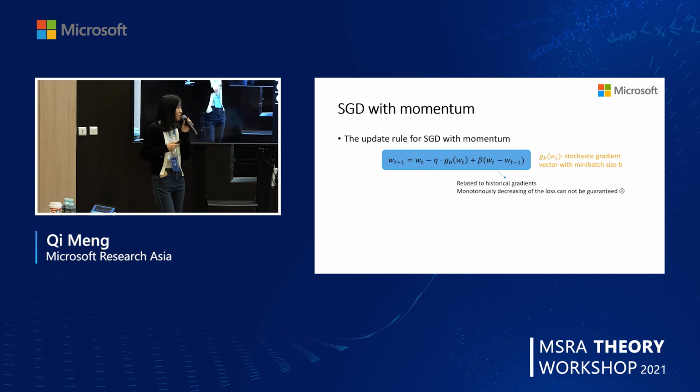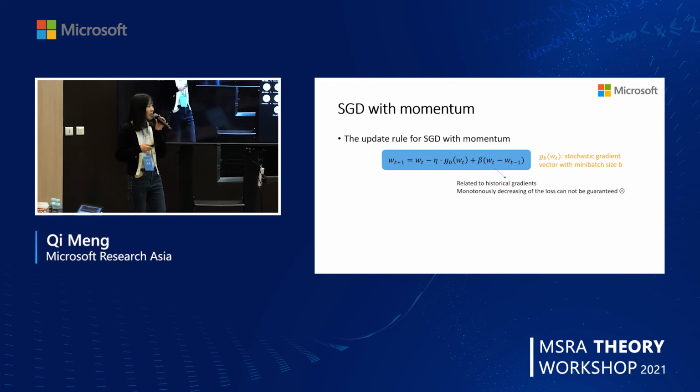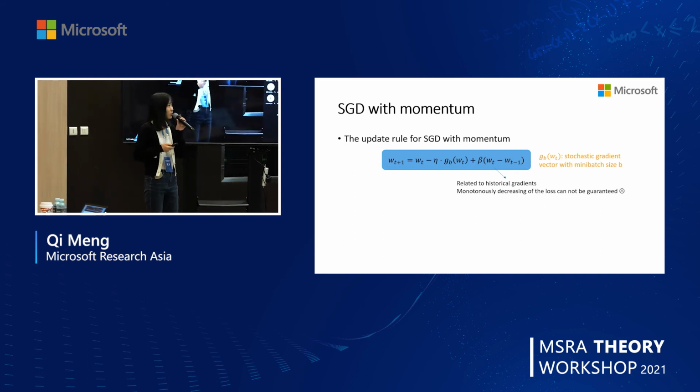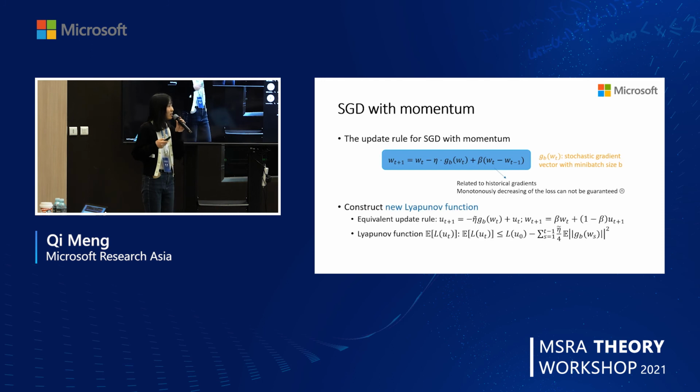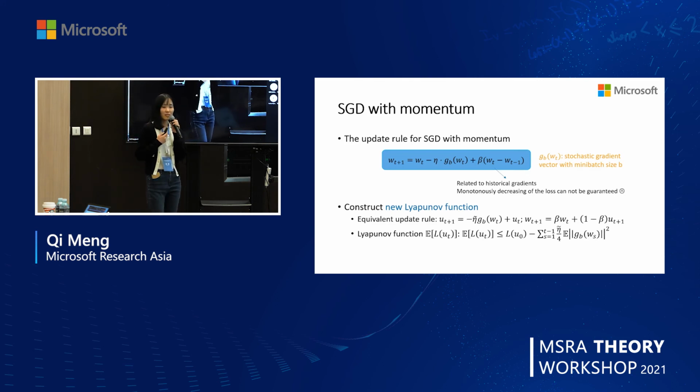The update rule for momentum SGD has an extra term compared with SGD itself, and this extra term is related to historical gradients. This term means the loss cannot be guaranteed to be monotonically decreasing. To deal with it, we need to construct a new Lyapunov function to analyze momentum SGD. Actually, the convergence theory in optimization of momentum SGD is also not well studied.